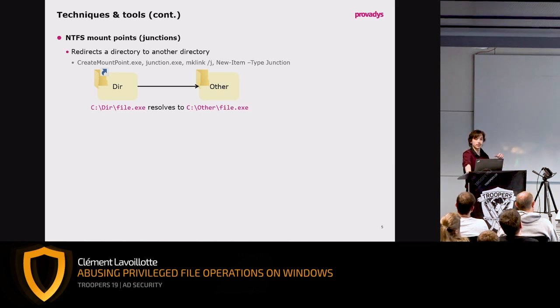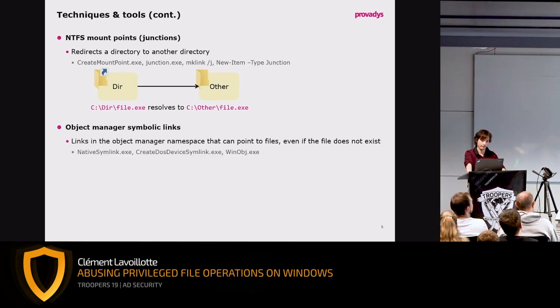So the first technique is a simple NTFS mount point or a junction, which basically works as a redirection from one directory to another. So you can think of it as a kind of symbolic link that only works on directories. So here, for instance, if I have a privileged application that tries to access C:\dir\file.exe, it will actually access C:\other\file.exe.